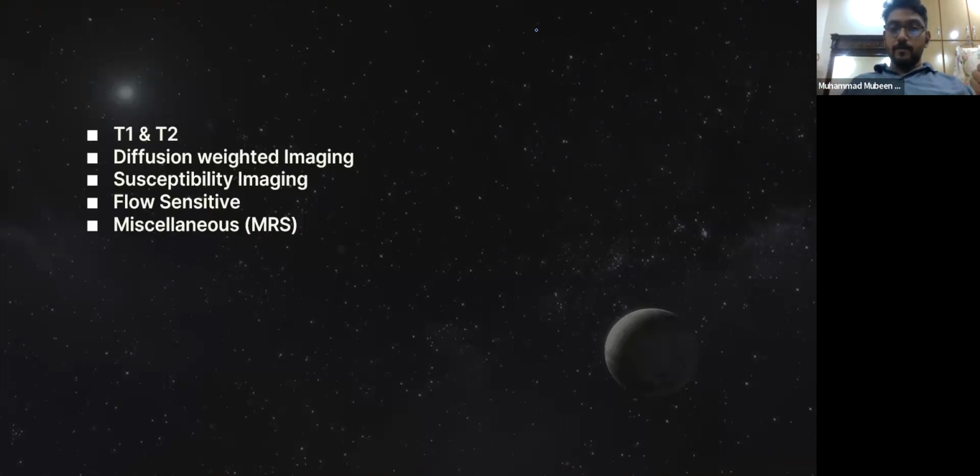We'll have T1 and T2. We will have diffusion weighted imaging. We have susceptibility weighted imaging, which is also called SWI. We have some flow sensitive images, and then we will talk about a few miscellaneous ones. I have omitted a few actually, which won't concern a neurologist or physician at the moment.